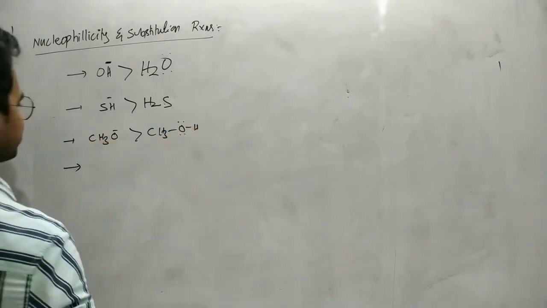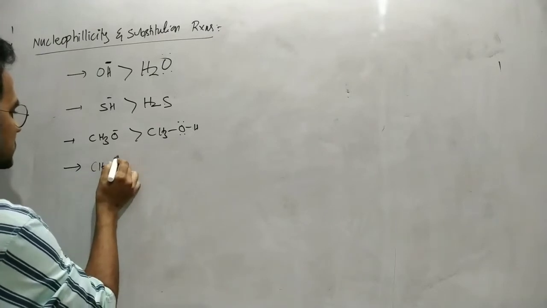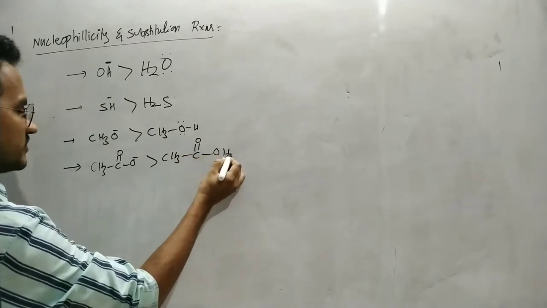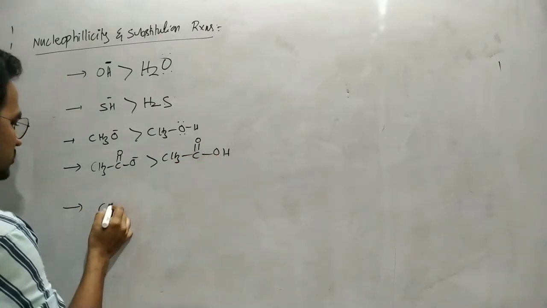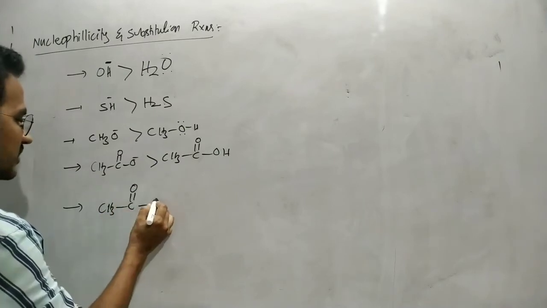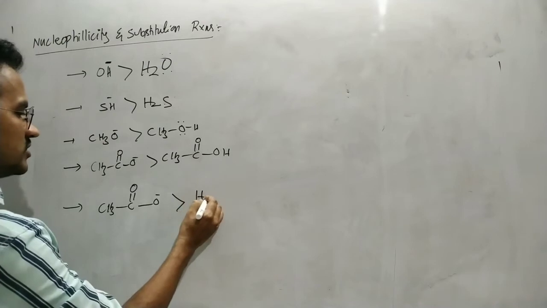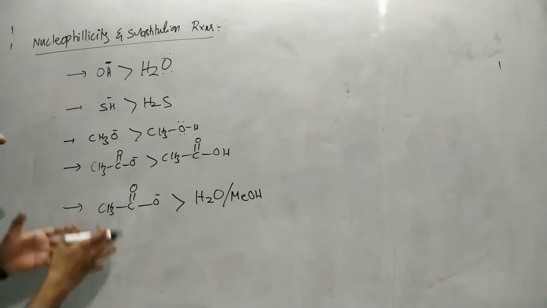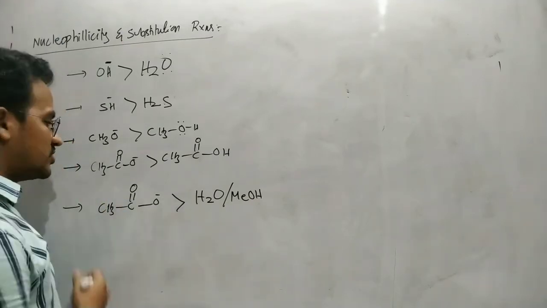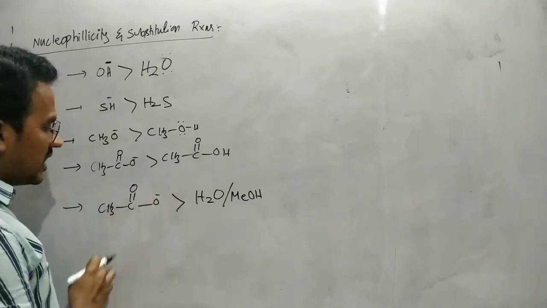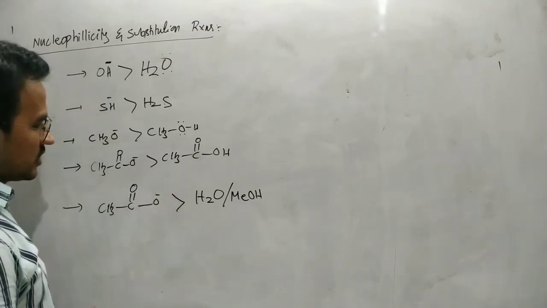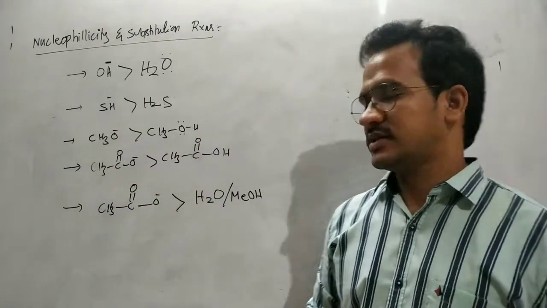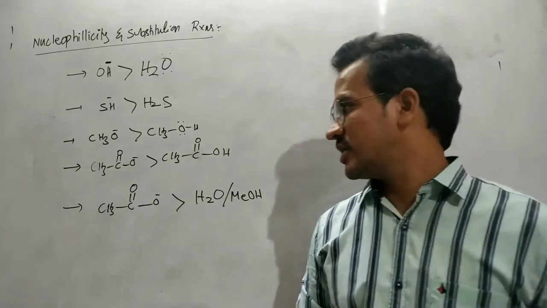And next, acetate ion, CH3C double bond O minus, is more nucleophilic than CH3C double bond OH. Even though the charged nucleophile, acetate ion, is more resonance stabilized, it is more nucleophilic than the neutral water or methyl alcohol. Because of the higher electron density, it is a highly reactive nucleophile. So the charged nucleophiles are more reactive nucleophiles. Based on this point, we can proceed.